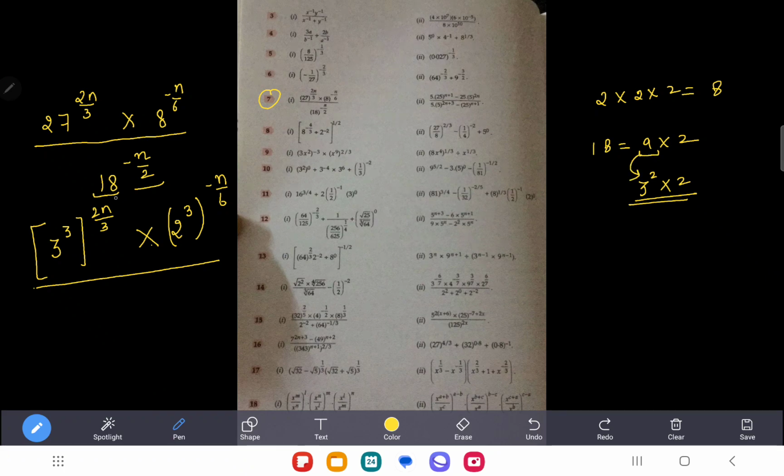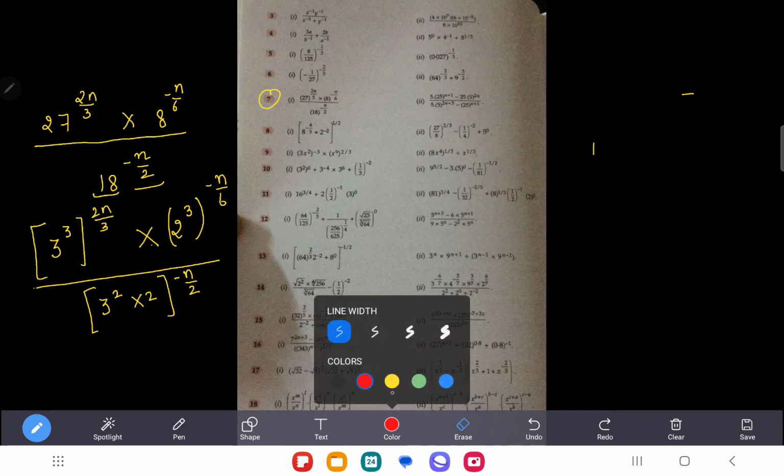So can I say 18 is nothing but 3 squared times 2, whole raised to the power minus n by 2? Because n by 2 is no problem for me. I can solve n by 2 if I can factorize, if I can break down 18 like this. Do you understand my point? So what is happening here?